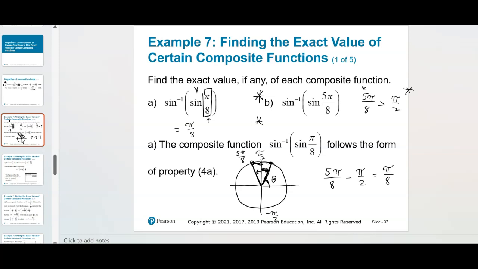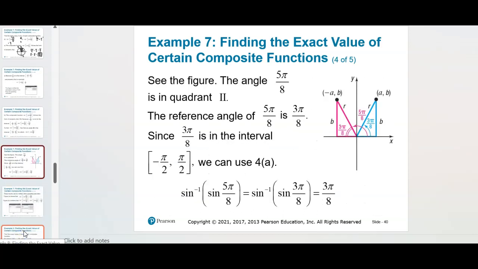And now we need to take that angle away from pi over 2. So that's 3 pi over 8. So that is what inverse sine of the sine of 5 pi over 8 would be. It would return 3 pi over 8. So there's the work. That gets us there. So 3 pi over 8 is what we would output.